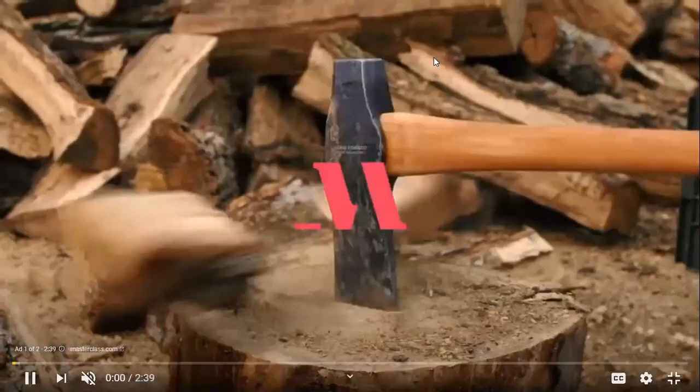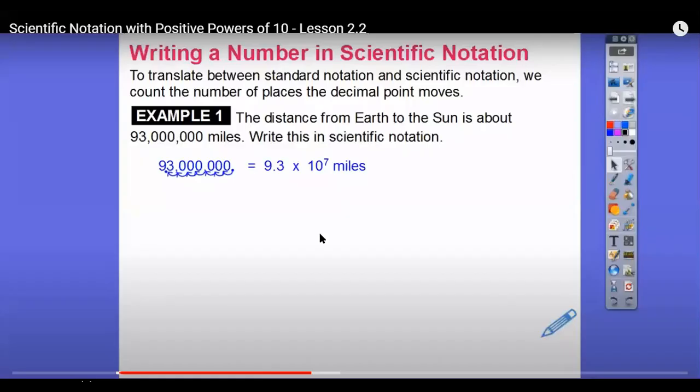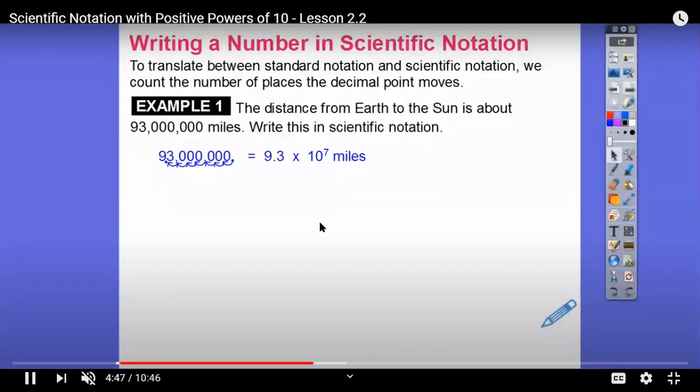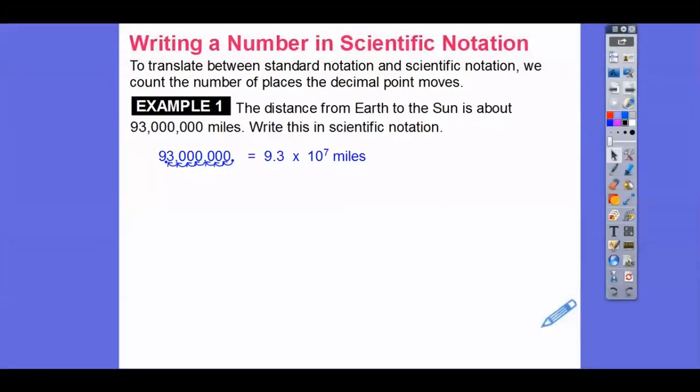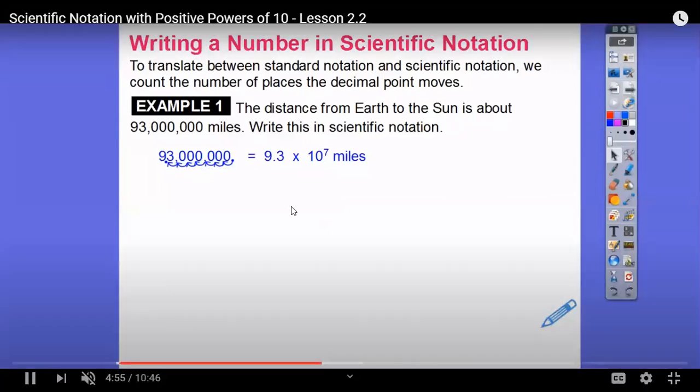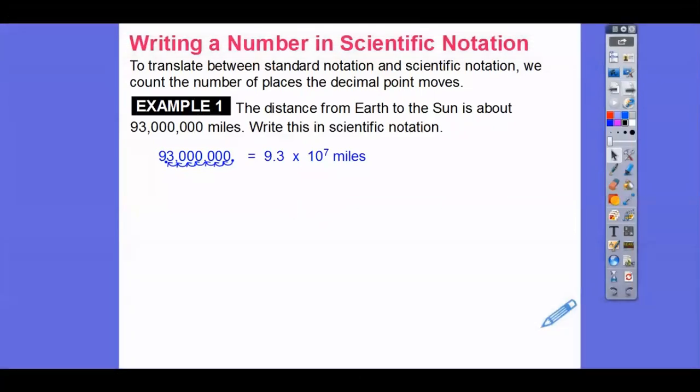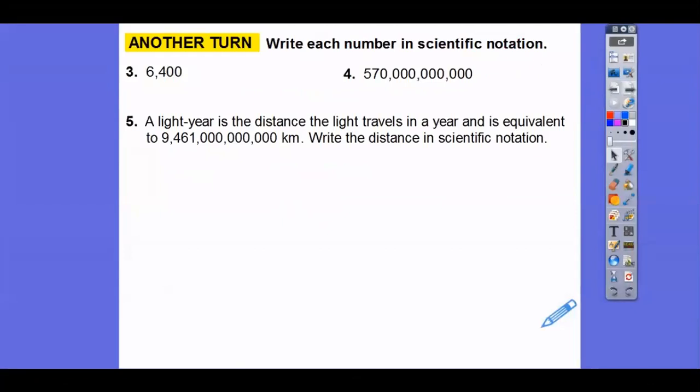As I told you, it was a large number, and we want to write it in a shortcut method. It was 93 million, right? And I want to write this one in a shortcut method. So how are we going to write it in a shortcut method? It will be 9.3 times 10 to the power of 7. Now it's your turn. Think and answer.